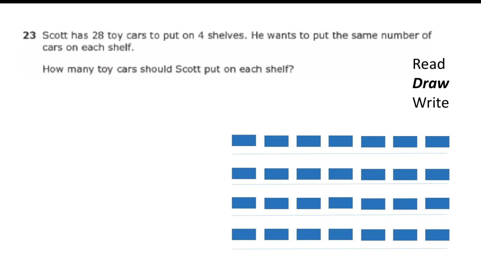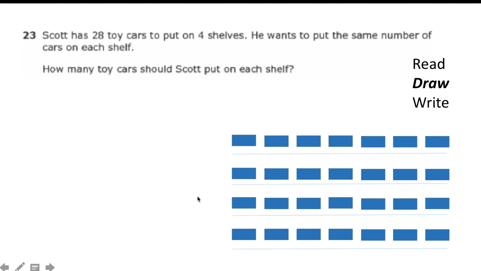So the way that we're going to do that is we're going to count. This last number was 28 for me. We already know we have 4 shelves, but we're going to count, okay, how many did he put on each shelf? 1, 2, 3, 4, 5, 6, 7. Okay, so I see that there are 7, and all of these rows are equal. There are 7, 7, 7, and 7 on each shelf.